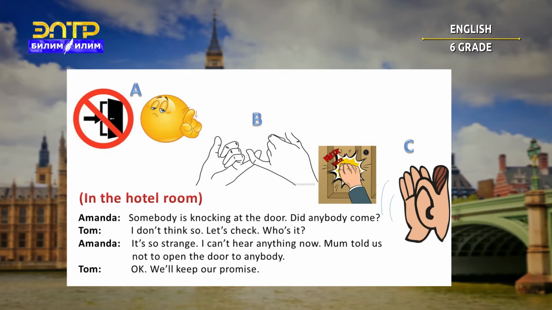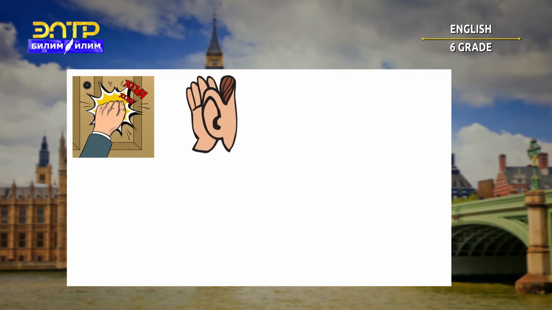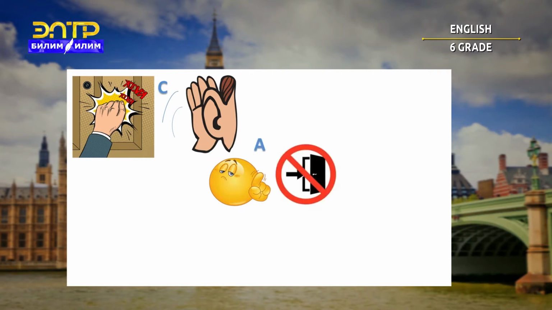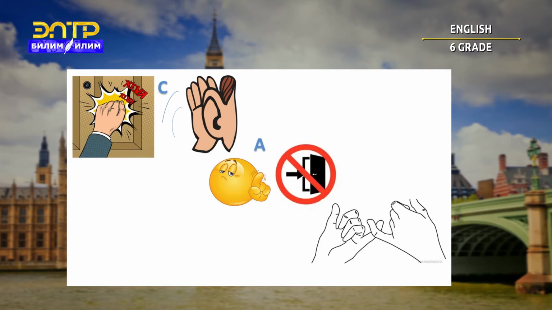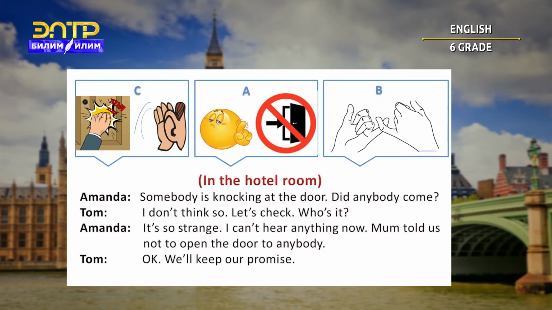Now, I think the order of pictures is C, A, and B. Do you agree with me? Now, read the dialogue again and check the order of the pictures.